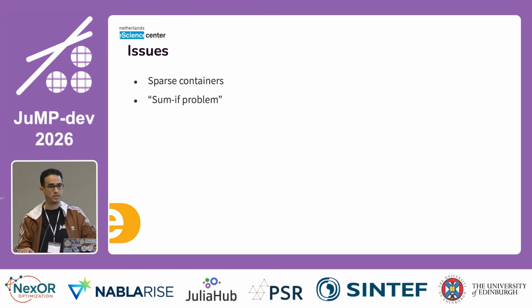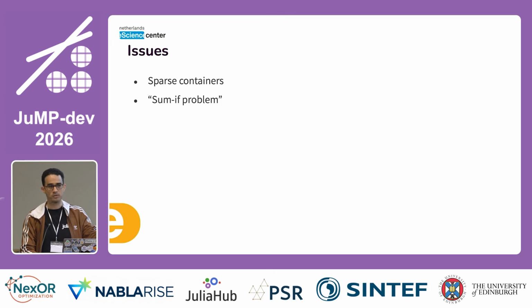We had sparse containers throughout. Every variable would have at least two indices, one index depending on the other. And so almost everything was sparsely stored. And of course, we also had the sum-if problem. So this was 2023.